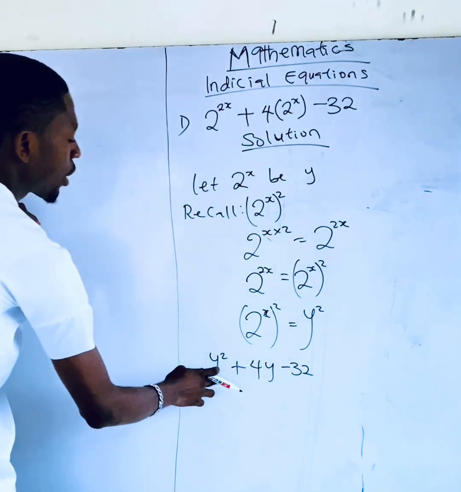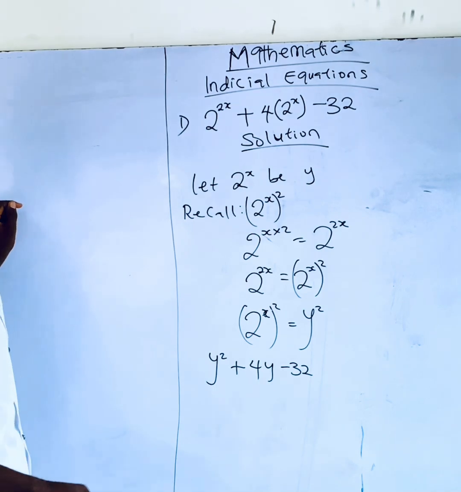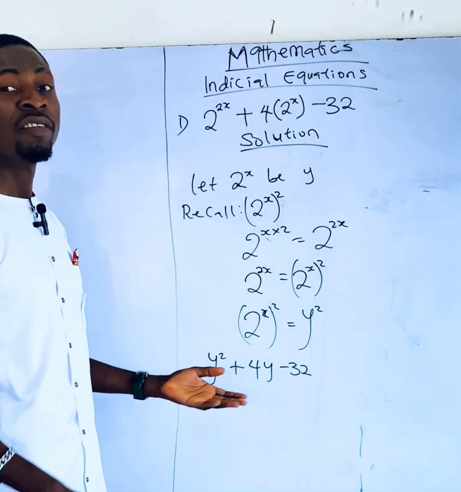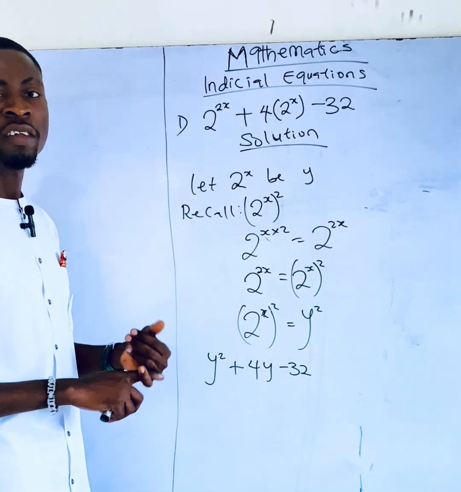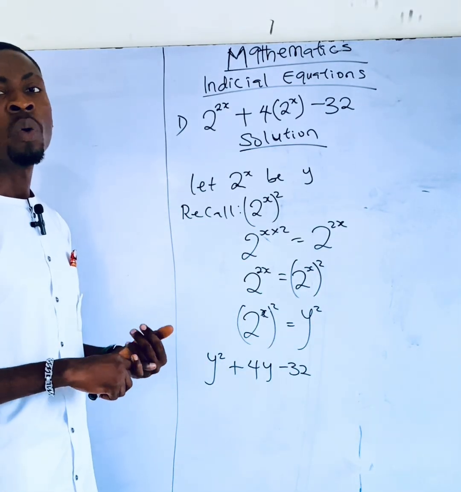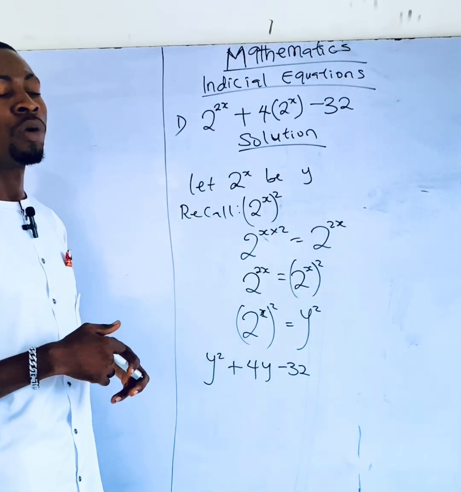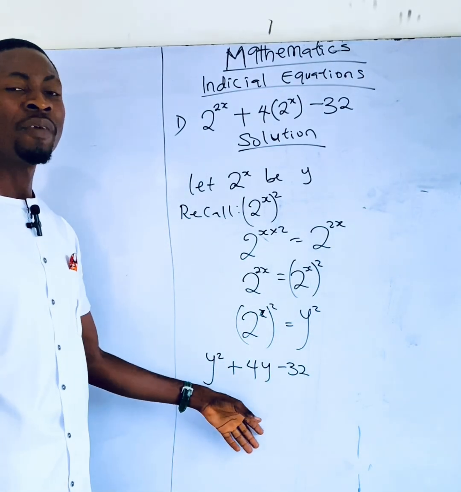So now we have a quadratic equation. I believe you should know how to solve a quadratic equation, but I'm going to explain how. We can solve quadratic equations using the factorization method, the completing the square method, and the almighty formula. Different tutors may have different ways, but here we are going to use the factorization method.